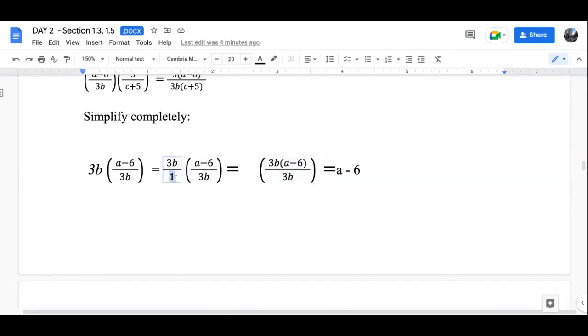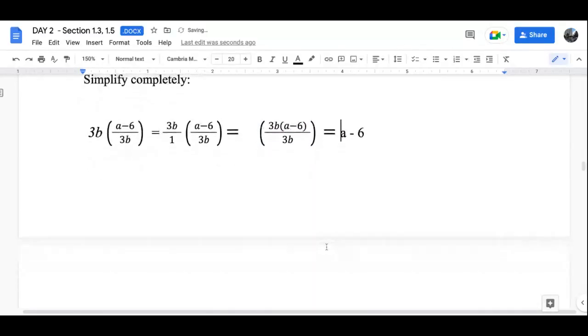Well, we could think that 3b has a denominator of 1. 1 times 3b, that's 3b. Now we see a common factor of 3b, right? 3b is a factor in the numerator, 3b is a factor in the denominator. Factor means the relationship is multiplication. Or you may see the relationship between a and 6 is not, right? It's subtraction. But we're treating them as a group. That's why I put a parenthesis here, right? So this is a binomial term. However, this binomial is a factor of the numerator. So in the end, we'll get a minus 6.